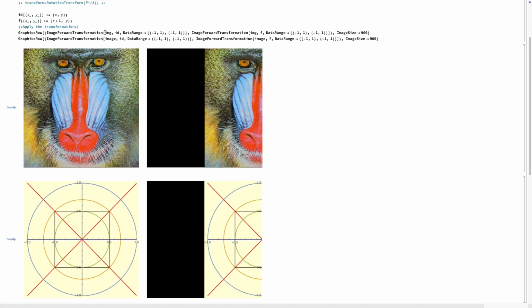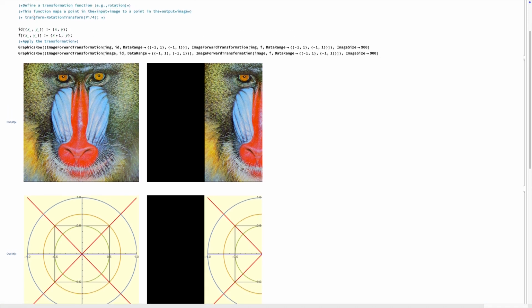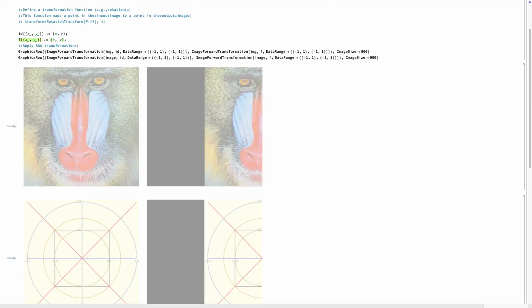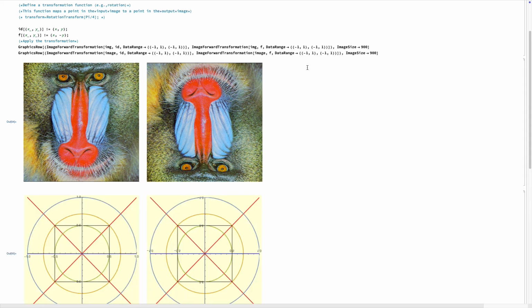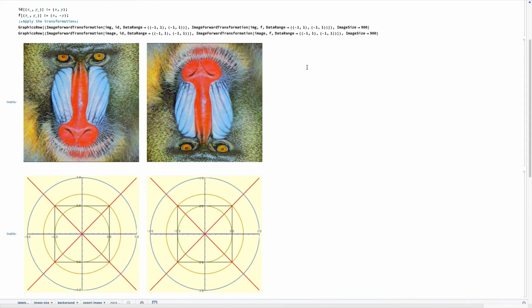We can look at something more exciting, like a reflection. Let's say I'm going to flip it around the x-axis. And here I've just turned everything upside down. So that is a reflection about the x-axis. And that's an example of an isometry.